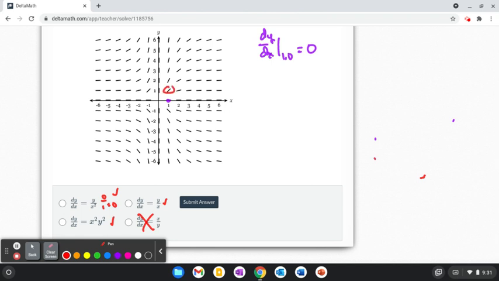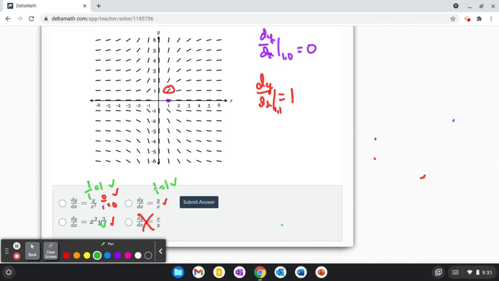Let's choose maybe this point (1, 1). So dy/dx for (1, 1) should give you a positive 1 slope, it looks like, right? So let's plug some of those in. Let's switch colors here. At (1, 1), for this first one, it would be 1 over 1 squared. That would equal 1, so that's good. Next one, 1 over 1 equals 1, so that's good. Then 1 times 1 gives you 1, so that would work too. So they all work for (1, 1).